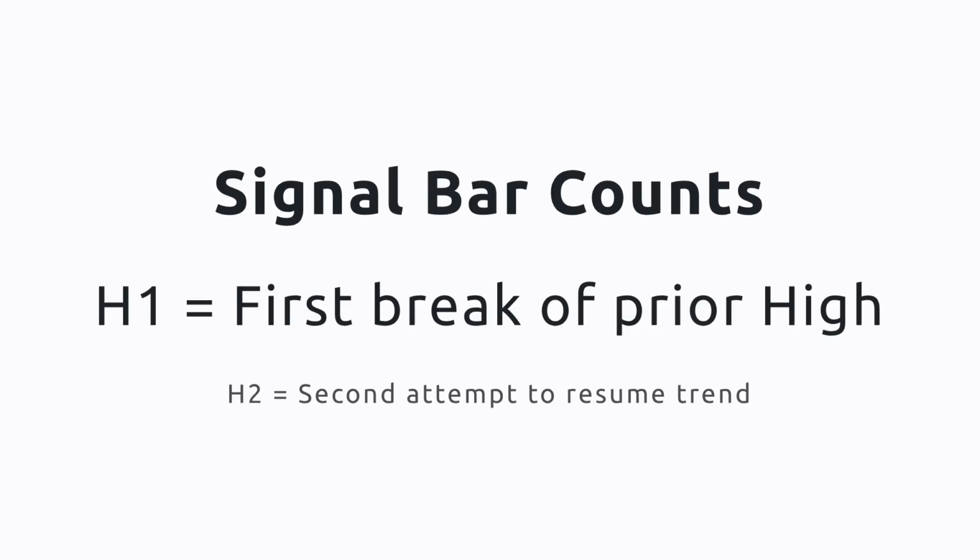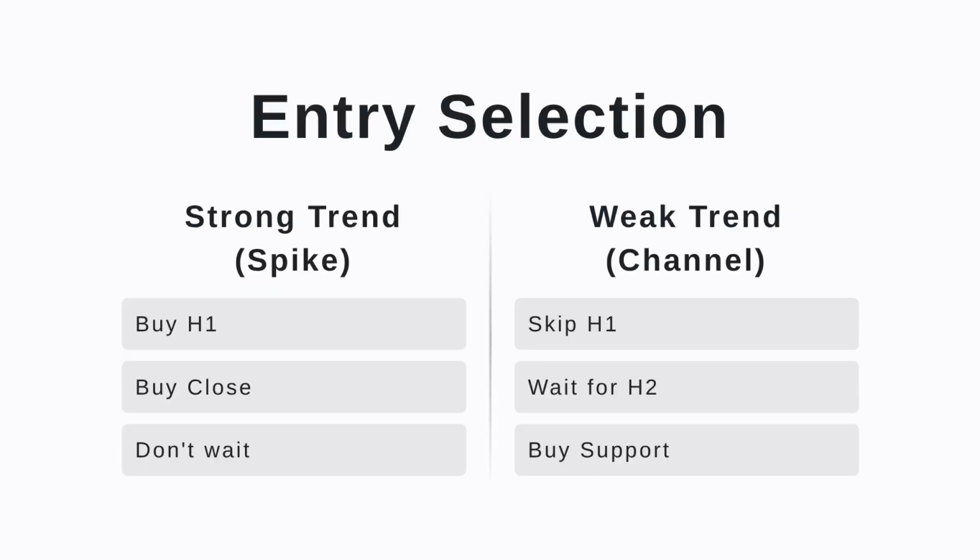An H1 is the first time the high of a bar goes above the high of the prior bar during a pullback. In a strong spike, you buy the H1. In a broad channel, the H1 usually fails, and you must wait for the H2. This filters out losing trades in choppy market conditions.